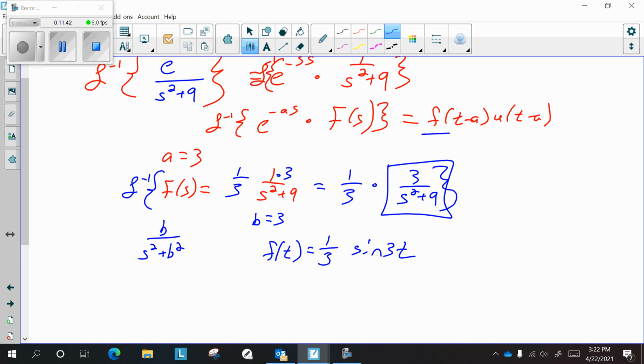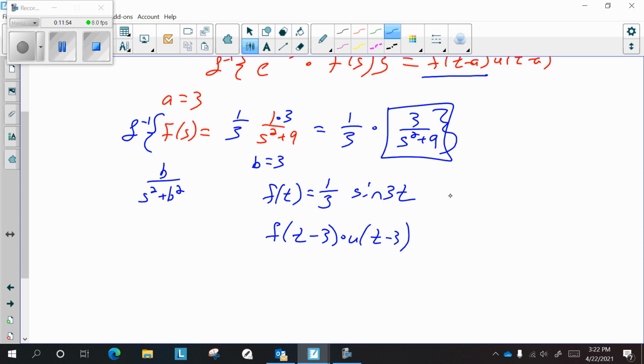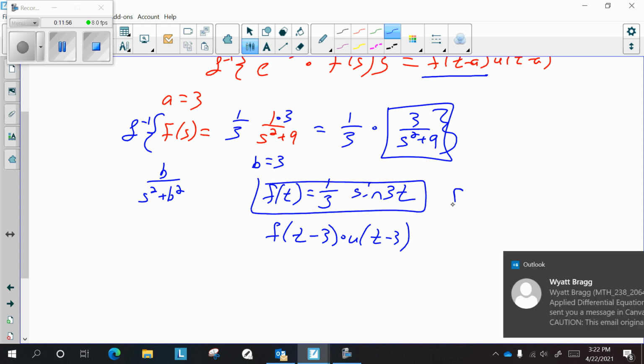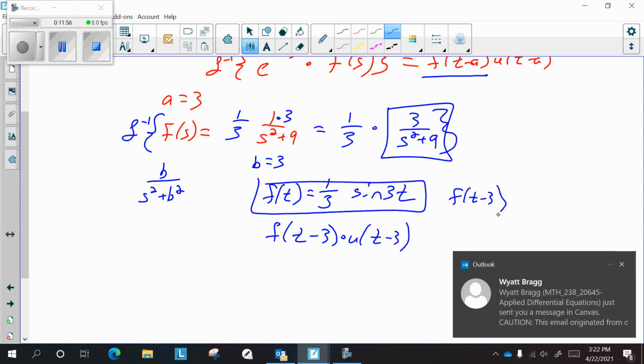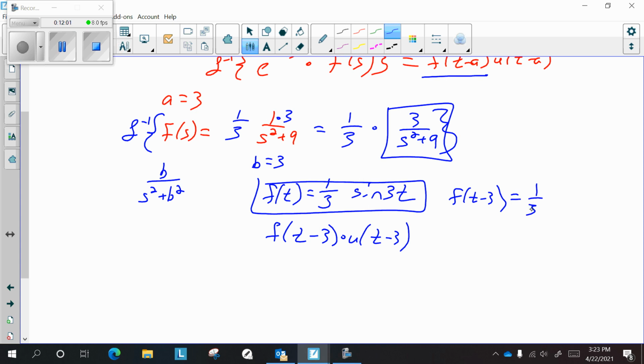Remember, our answer is f of t minus a, or in our case, f of t minus 3 times u of t minus 3. So what is f of t minus 3? If this is f of t, f of t minus 3 is 1/3 sine of 3 times t minus 3. So our transform is 1/3 sine of 3 times t minus 3 times u of t minus 3.